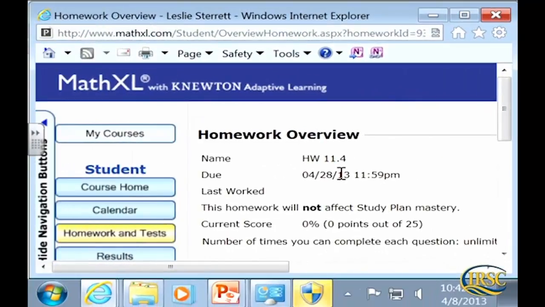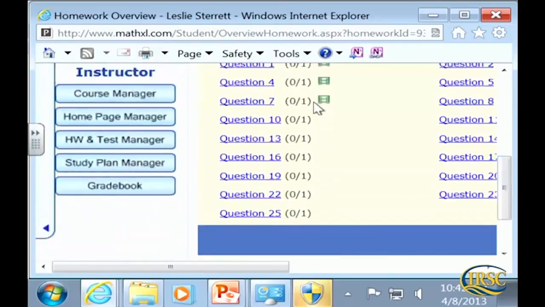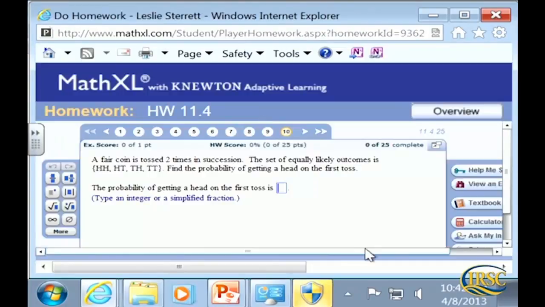Now you will have problems like rolling a die, picking a card. Let me see if I can get you some of the other types of examples. All right, now here you might be flipping a coin, but notice that you're flipping a coin 2 times.